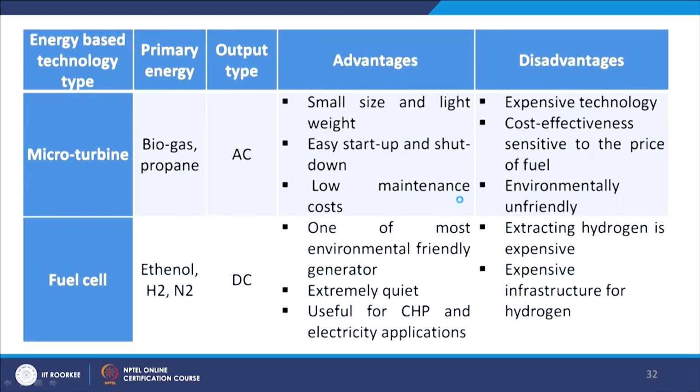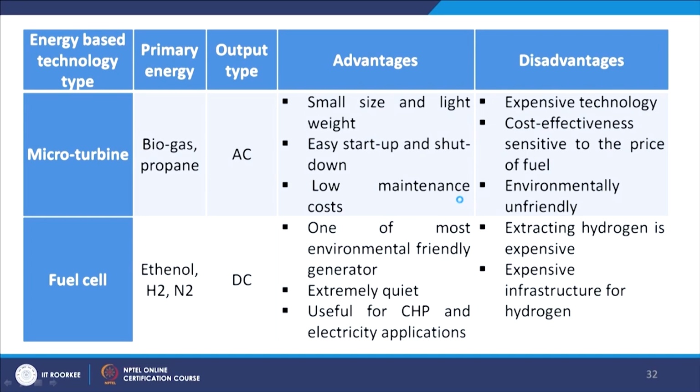Then we move to the micro turbine concept, which uses either biogas or propane, and the output is again AC type. Advantages are small size and light weight, easy startup and shutdown, and low maintenance cost. The disadvantage is that it is quite an expensive technology, cost effectiveness relative to the price of the fuel is not appropriate, and it is environmentally unfriendly.